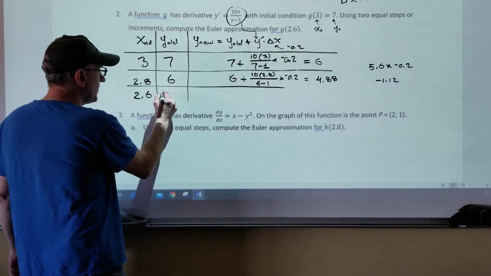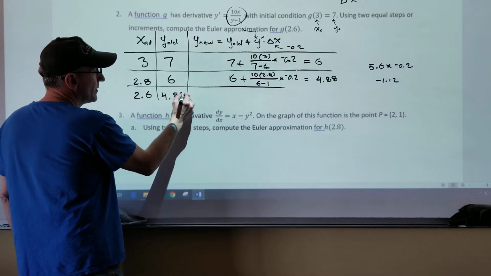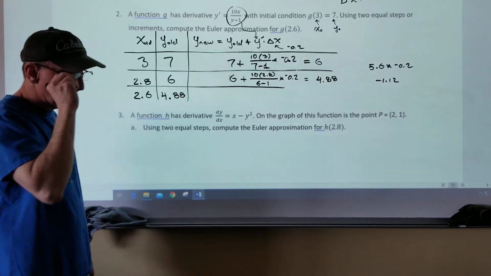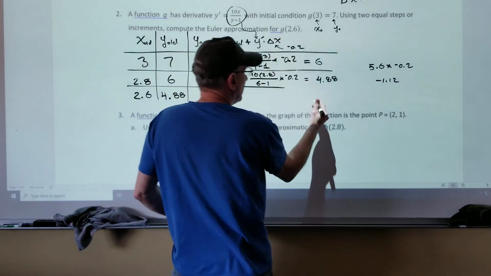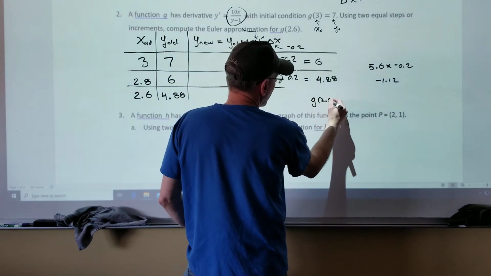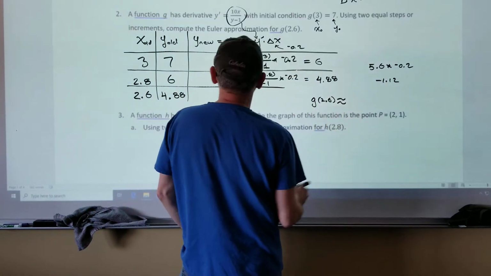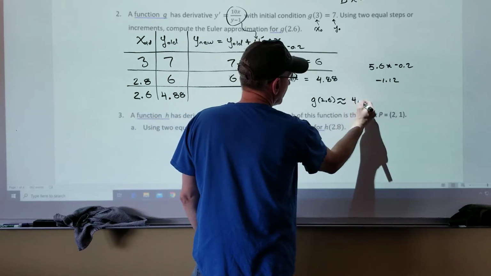Bring that down, and other than a report using an approximation symbol, we're done. So what does the report look like? G of 2.6 is approximately equal to 4.88.